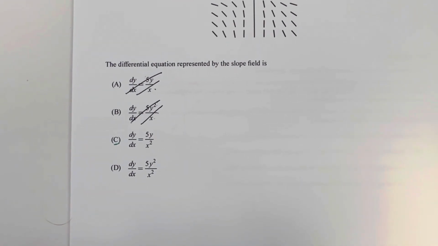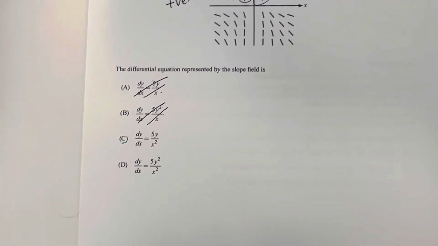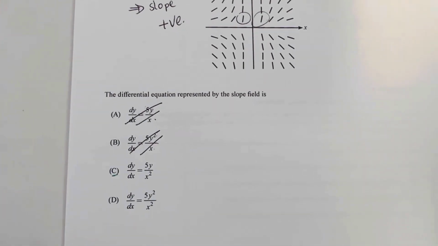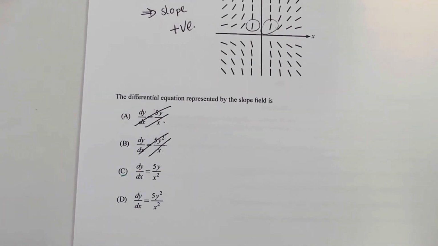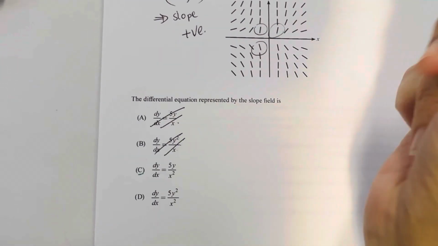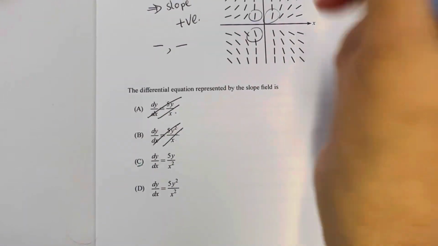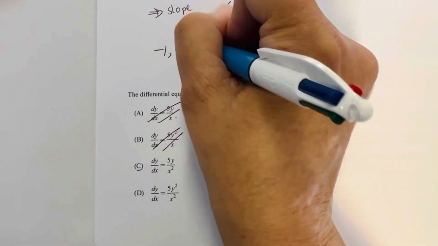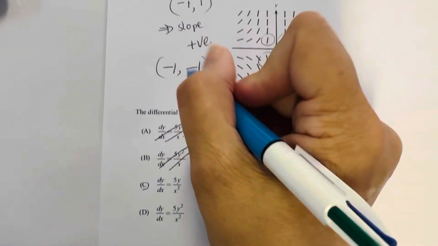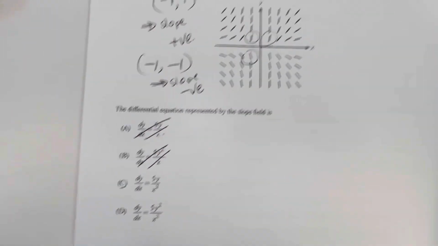C is a possibility because x squared is going to square that negative and make it positive, so potentially, and D because they're both squared. So let's choose another one. Let's look at this quadrant. This is where it's negative, negative. Let's just call it -1, -1. Sometimes it's easier working with a number. Its overall slope is negative.